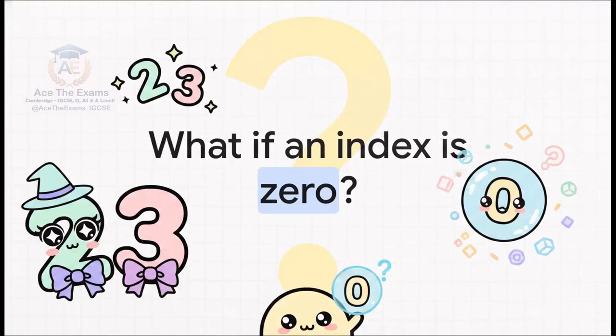Okay, so let's see how this builds into something a bit stranger. I mean, we know what to do with a 2 or a 3 up in that index spot, but what happens when that little index is a 0? Seriously, what does it actually mean to multiply a number by itself 0 times?